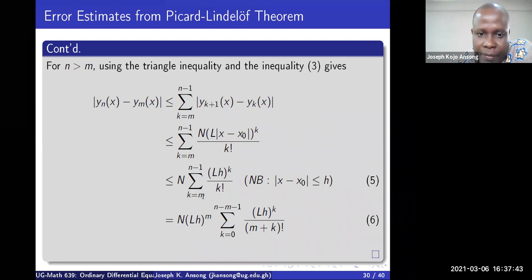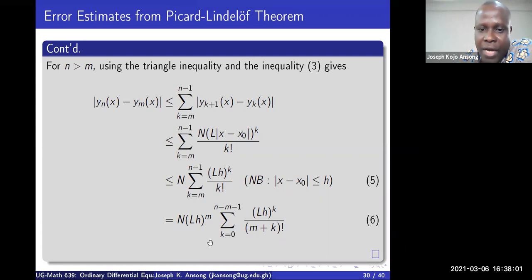Now note that we are summing from k equals m to n minus 1. All right. Now we want to sum from k equals 0. So you can use the trick for series, if you remember series and sequences in calculus: you can change the index to start from 0 instead of m. When you do that, you're going to get this expression here, where you can pull out your N L^m.